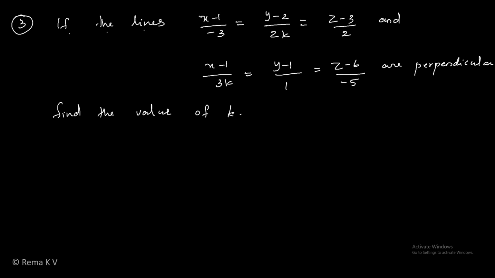If the lines (x minus 1) by minus 3 equals (y minus 2) by 2k equals (z minus 3) by 2, and (x minus 1) by 3k equals (y minus 1) by 1 equals (z minus 6) by minus 5 are perpendicular, find the value of k.